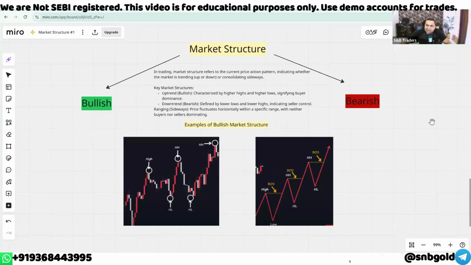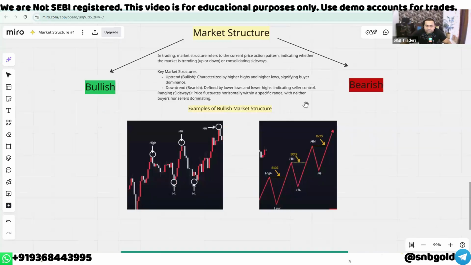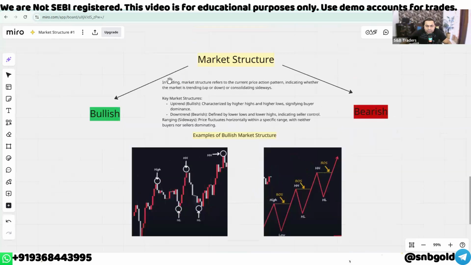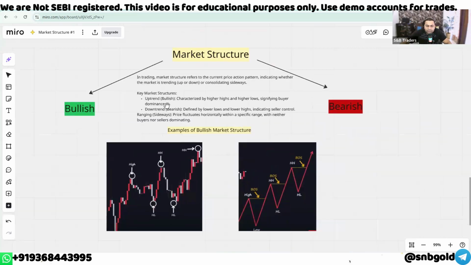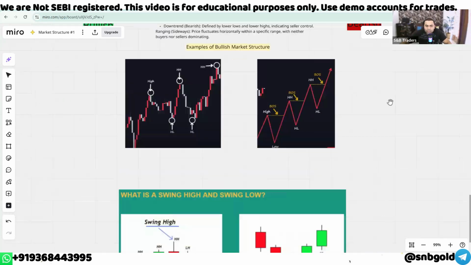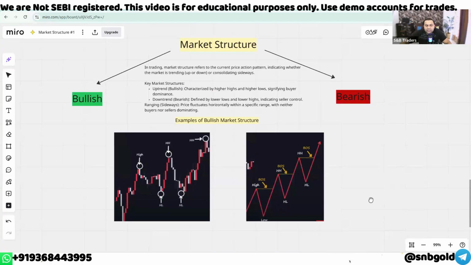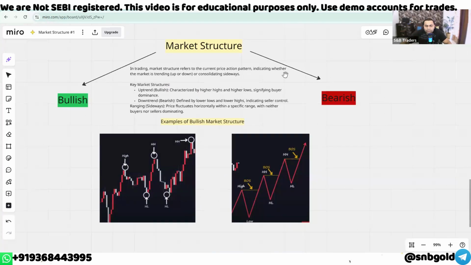So this is a bit of an advanced concept, but this is very very important if you want to make money, क्योंकि you cannot just rely on trend lines and indicators. Obviously that will help you in the start, but in the long run this is what is going to help you. So market structure, what is market structure?